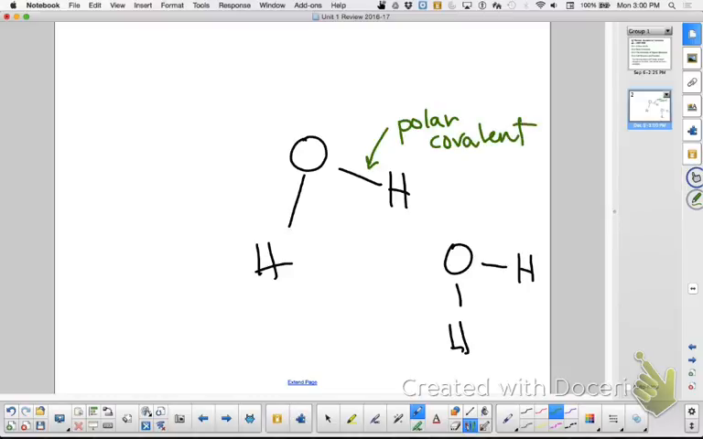They are sharing a pair of electrons, but the oxygen hangs on to it a little bit. This right here, that is the hydrogen bond between two different ones, because this is slightly negative and this is slightly positive. So it's holding two water molecules together. Or it's holding guanine to cytosine, that is a hydrogen bond.